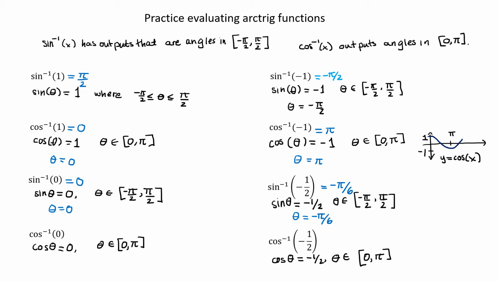Okay, next up we have the inverse cosine of 0. So the other problem that we're going to solve instead is cosine of theta equals 0, where theta is between 0 and pi. And this happens when theta is equal to pi over 2.